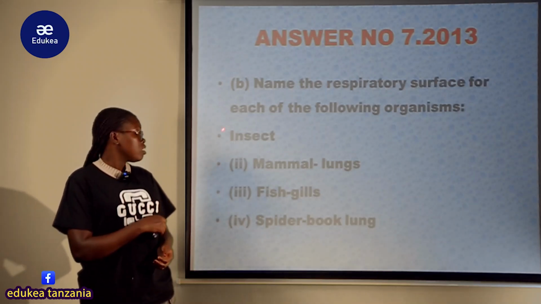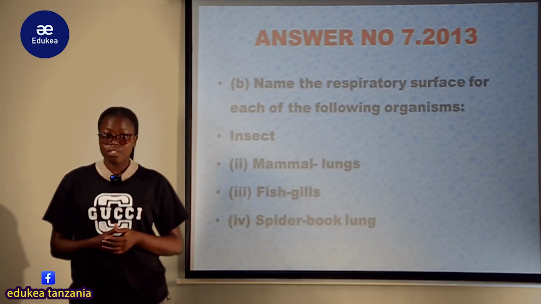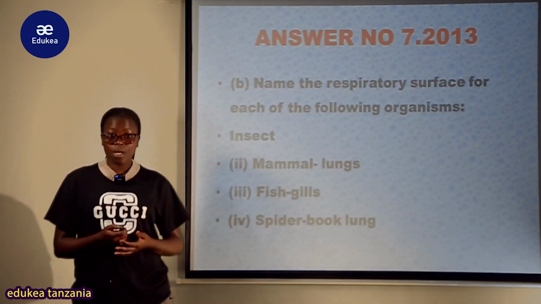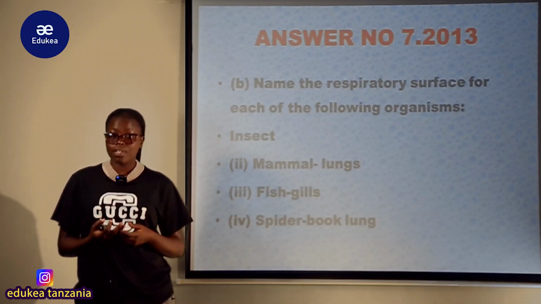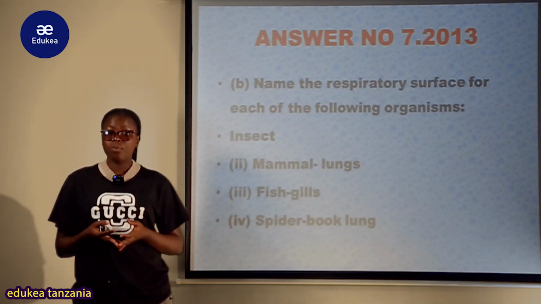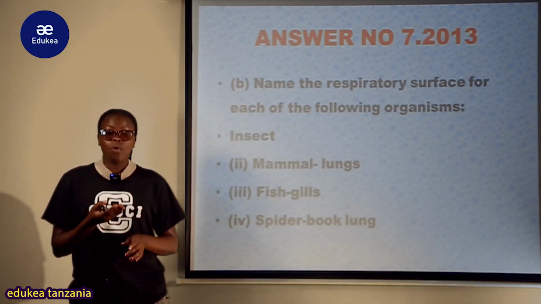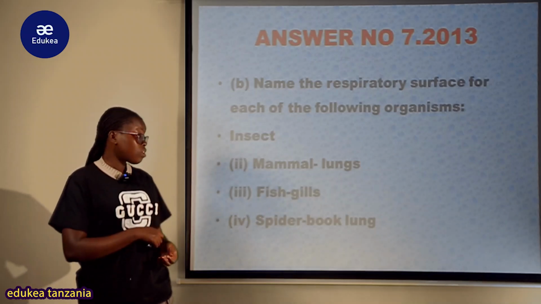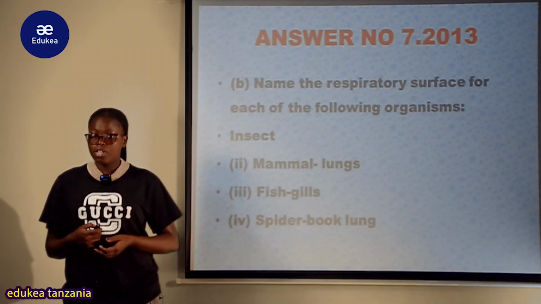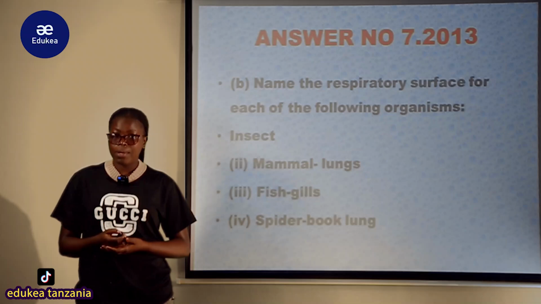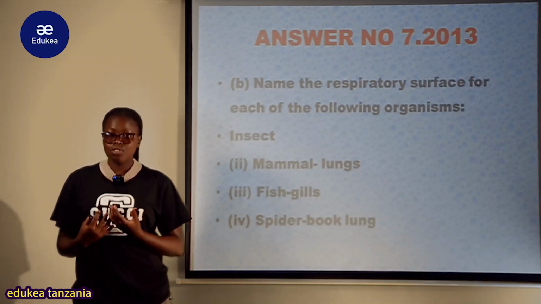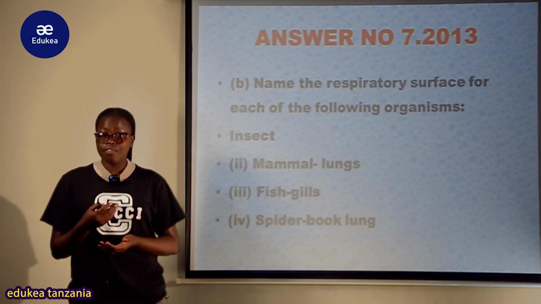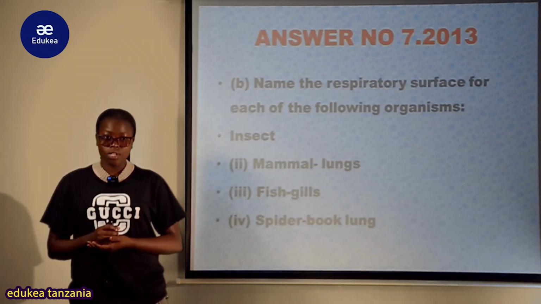Sijaandika hapa, lakini insect anatumia the tracheal system or the respiratory organ. Alafu mammals, all mammals, tunapozungumzia mammals kuna reptiles, kuna ndege pamoja na binadamu, wote wanatumia the lungs for the respiration. Alafu kuna fish. Since fish are adapted to the aquatic environment in water, they tend to use the gills for extracting the dissolved oxygen while they are in the water.